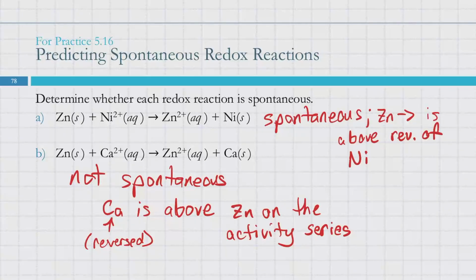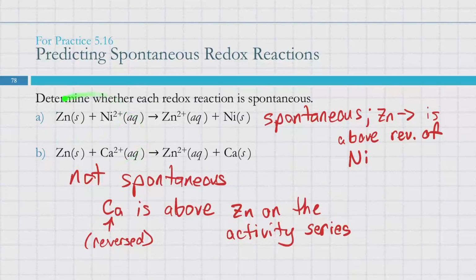Sure, so seeing if something's reversed, we're looking at what's over here on the left side. Our activity series always has the solid form, the neutral form on the left side, the positive form on the right side. So if we wanted to, we could break these out. So zinc is going to zinc 2+, or zinc ion. Nickel is going from nickel 2+, or the nickel ion, to nickel as a neutral metal.